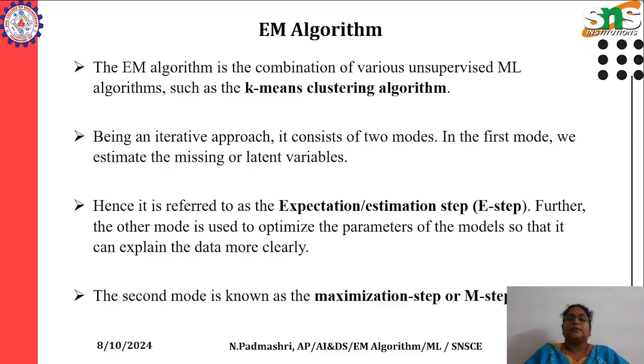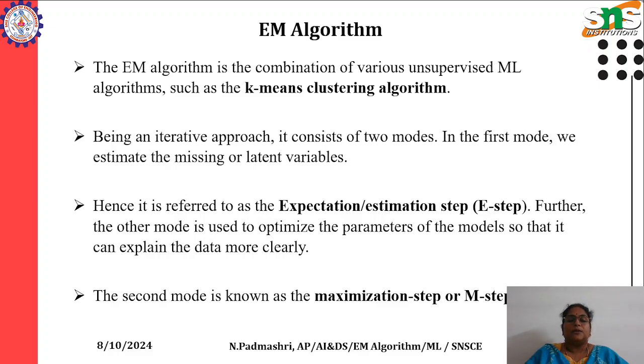Next, we will discuss what this EM algorithm is. It's a combination of various unsupervised machine learning algorithms such as k-means clustering. Being an iterative approach, it consists of two modes. In the first mode, we estimate missing or latent variables. It is referred to as the expectation step, E step. The first step is referred to as the E step and the second step as the M step. We'll see what those are. What is called the E step? The expectation step, or we can also call it the expectation estimation step.